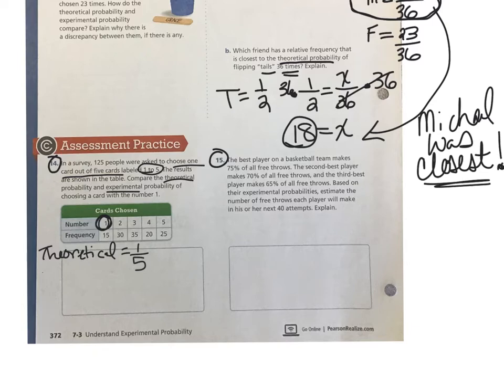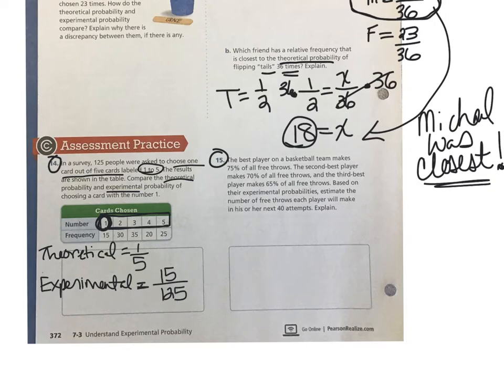So your theoretical probability tells us there is one favorable outcome, and that's drawing the card with a 1 on it, out of 5 possible outcomes, which are the 5 cards that you have to choose from. However, the experimental probability, remember, is different. It's based on the information that you are given in the table. In other words, the frequency, or the number of times that the card with the number 1 was chosen, is 15, and that's out of 125 people that were asked to choose a card.